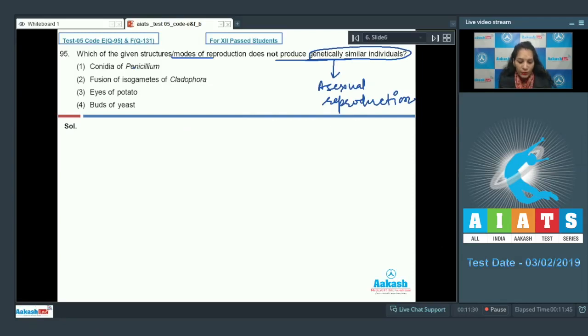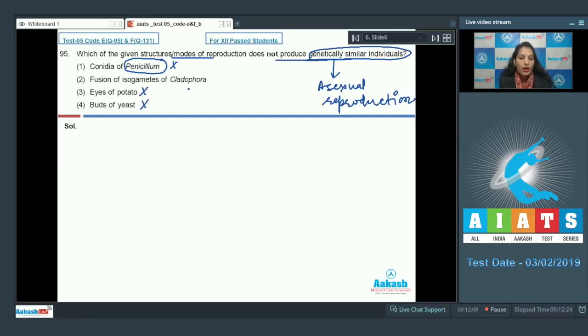Now see the options. First option, conidia of penicillium. Penicillium is a fungus. It's a sac fungus. It produces asexual spores called conidia. Because these are asexual spores, they are produced by mitosis. Hence, they are genetically similar to their parent. So this option is ruled out. Third one, eyes of potato, again vegetative reproduction, so genetically similar individuals. This option is ruled out. Fourth one, buds of yeast, again it's asexual reproduction. This option is ruled out.